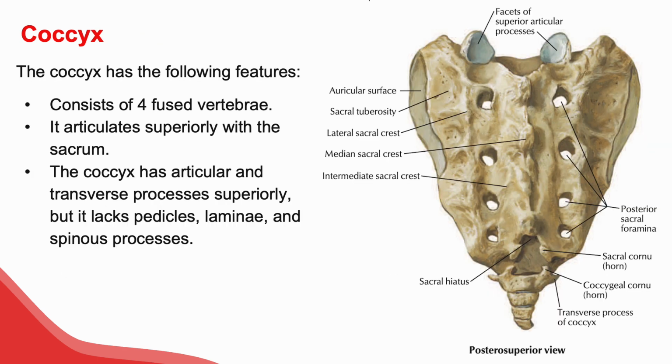The coccyx has the following features. It consists of 3 to 4 coccygeal vertebrae that are fused together. It articulates superiorly with the sacrum, and the coccyx has articular and transverse processes superiorly, but it lacks pedicles, laminas, and spinous processes.